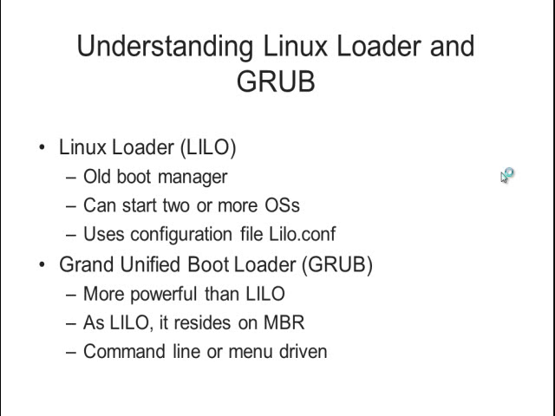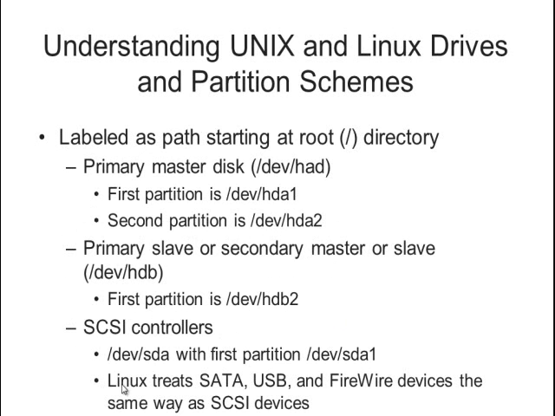The Linux Loader, LILO, the old boot manager, can start 2 or more operating systems and uses the configuration file lilo.conf. The Grand Unified Bootloader, or GRUB, is more powerful than the old LILO. It resides on the master boot record and is command line or menu driven.